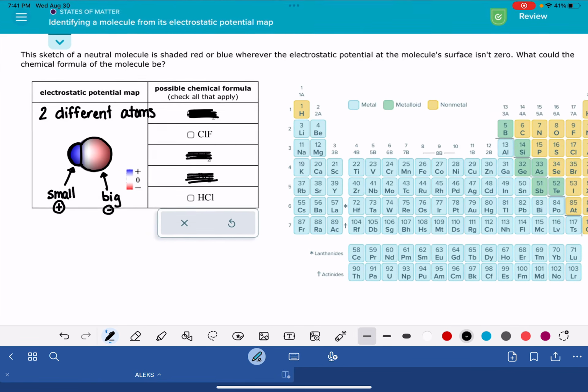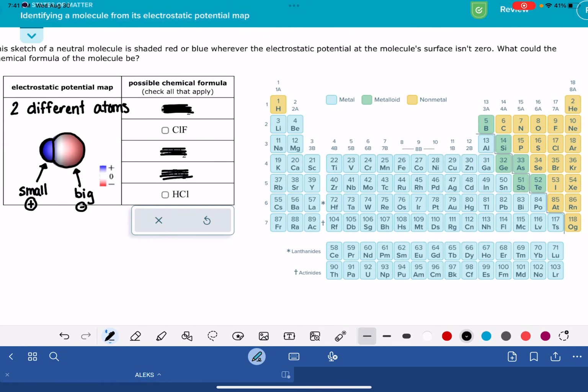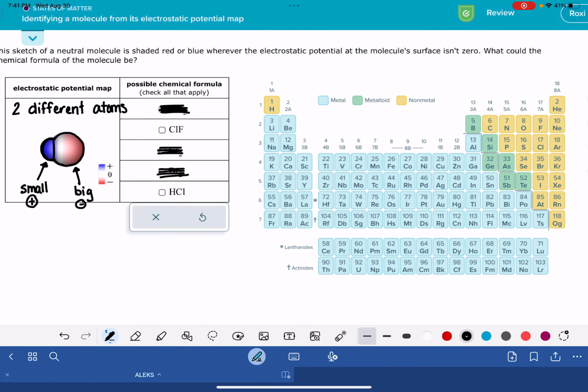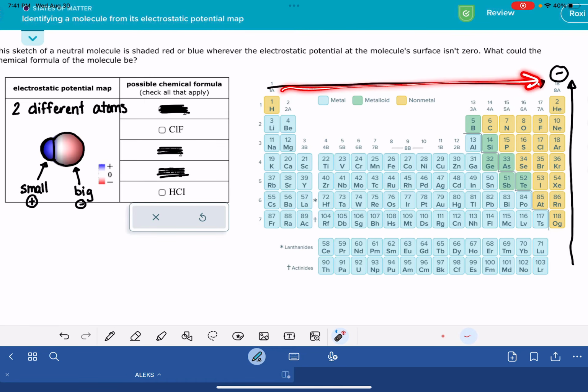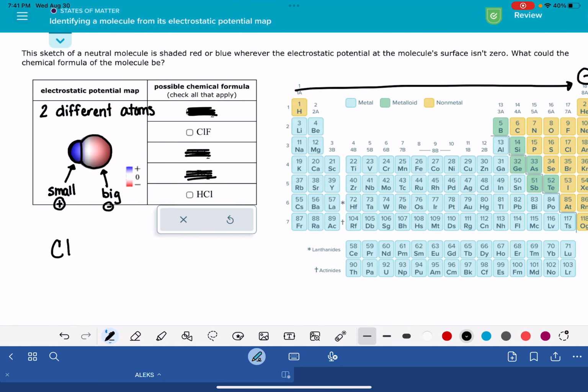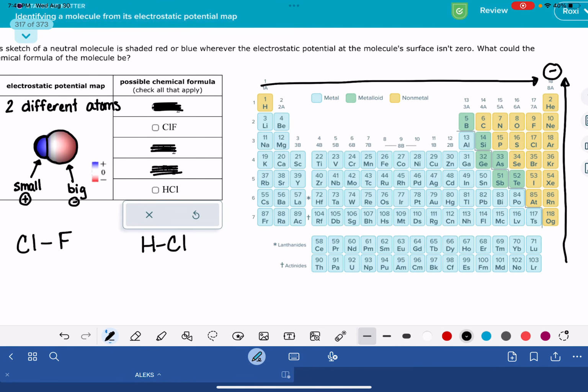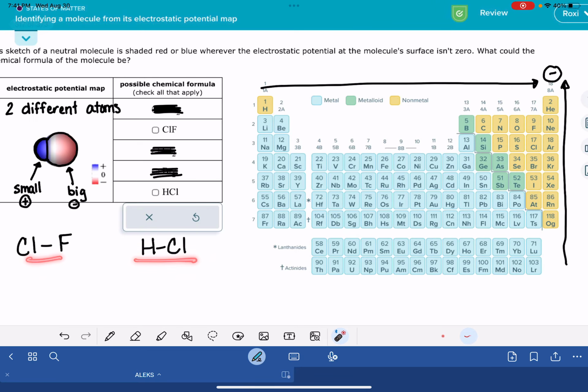Okay, so here's where we're going to need our periodic table. The periodic table helps us be reminded of the trend of electronegativity. We know that electronegativity increases as we go from left to right. It increases as we go from bottom to top. So the atoms that are on the right-hand side and atoms that are on the top are more electronegative. They're going to be the ones that are more negatively charged. And if we take a look at our two possible molecules, we have the ClF molecule and then we have the HCl molecule. We can identify which one is the more negative and which is more positive based on their locations on the periodic table.